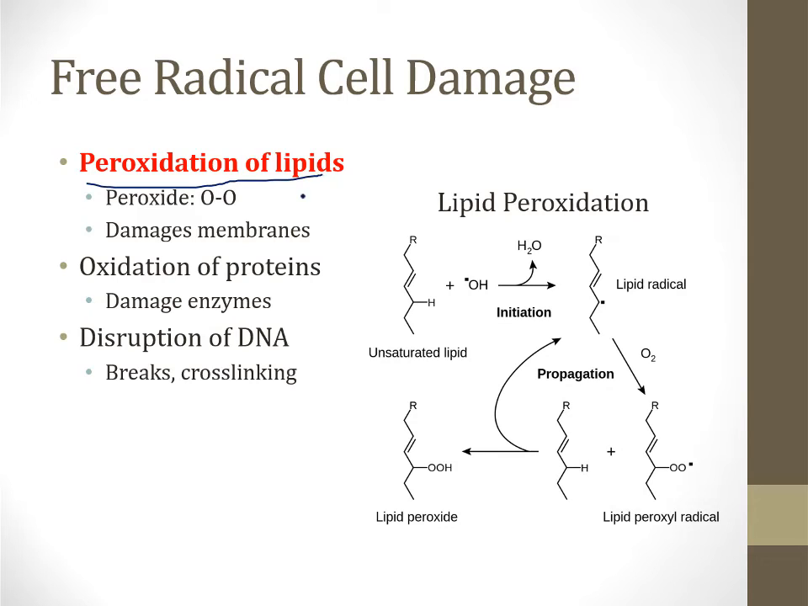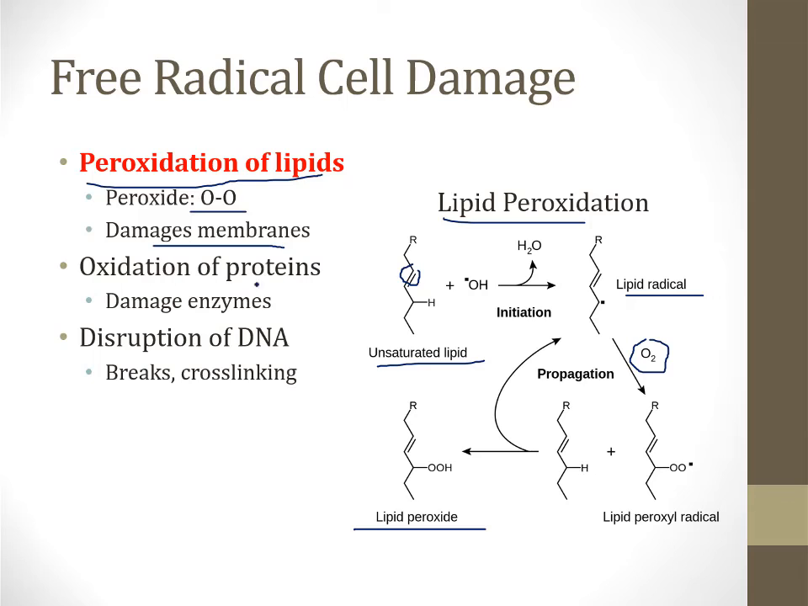A peroxide is a substance with 2 oxygens bound together, and if you look at the right side of the screen, you can see how lipids can get peroxidized by free radicals. So any lipid that is unsaturated, meaning it has at least 1 double bond, can react with free radicals and become a lipid radical. That lipid radical can then react with oxygen, and ultimately what you end up with is a lipid peroxide. These are not good for cells. When they occur in lipids of the cell membrane, they damage the membranes, and this is one of the ways by which free radicals can damage cells.